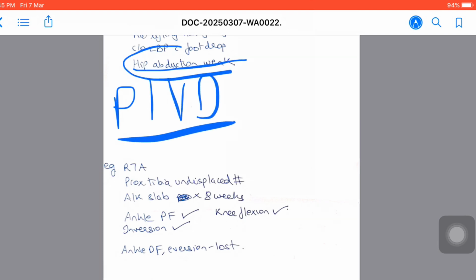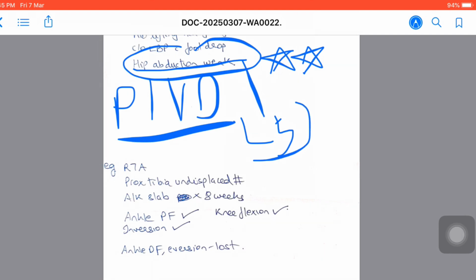Hip abduction is weak. Finish. Hip abduction is weak. So, what is it? It is L5 nerve root compression. So, it is a L4, L5 PIVD.